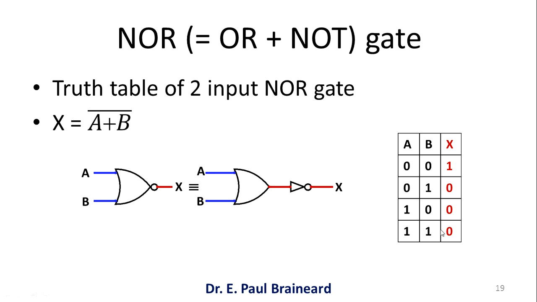For input 0 and 0, the output of OR gate is 0, and once you invert, you will get a logic high at the output. This is how the truth table of a NOR gate looks like.